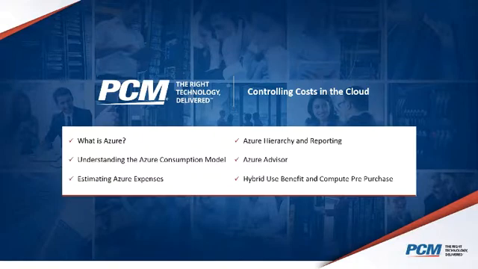I'm going to talk a little bit about estimating Azure expenses, the Azure hierarchies and reporting tools that are available to you, and a new service that Microsoft is making available called Azure Advisor that can help control costs in the cloud. Then the Azure hybrid use benefit and compute pre-purchase plans can really start taking advantage of investments that you have already made in your software, looking at steady state and predictable workloads, which can also result in massive savings, especially when you're talking about what we call infrastructure as a service, or IaaS.